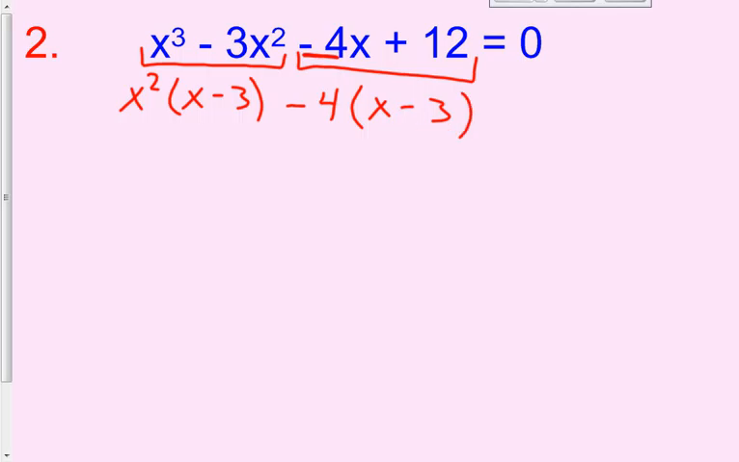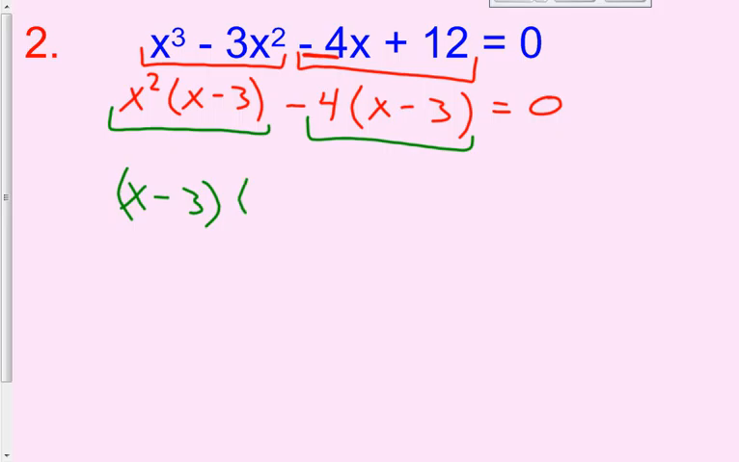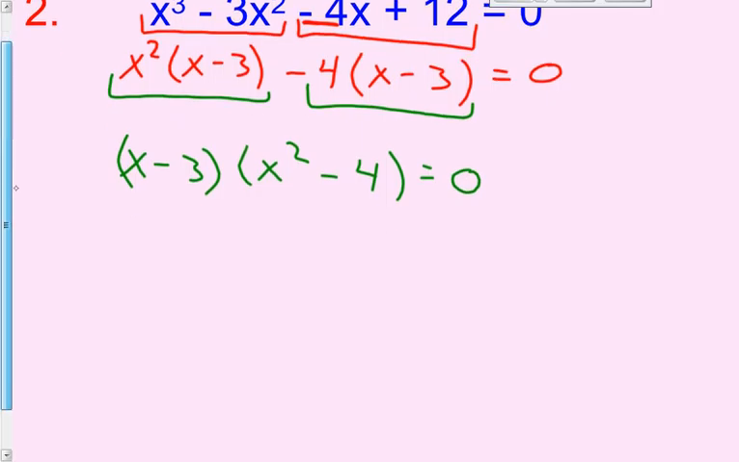If ever you're stumped at this spot, you could always check your work. Distribute this back. A negative 4 times x is a negative 4x. A negative 4 times a negative 3 is a positive 12. So you're right back to where you started. You haven't changed anything yet. Now that we have this, we see 1 term here and 1 term here. So hopefully when you did this on your own, you took out the x minus 3 term, that whole quantity. And then you're left with an x squared and a negative 4. That equals 0.